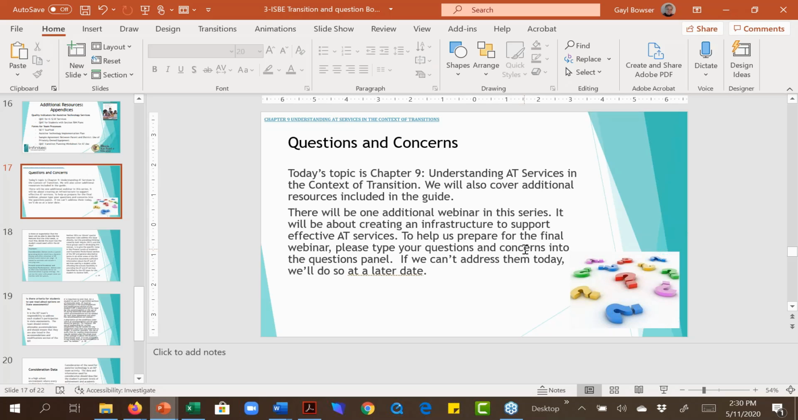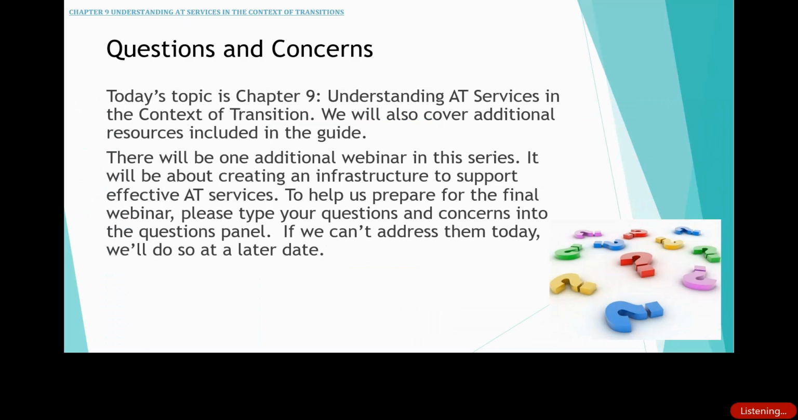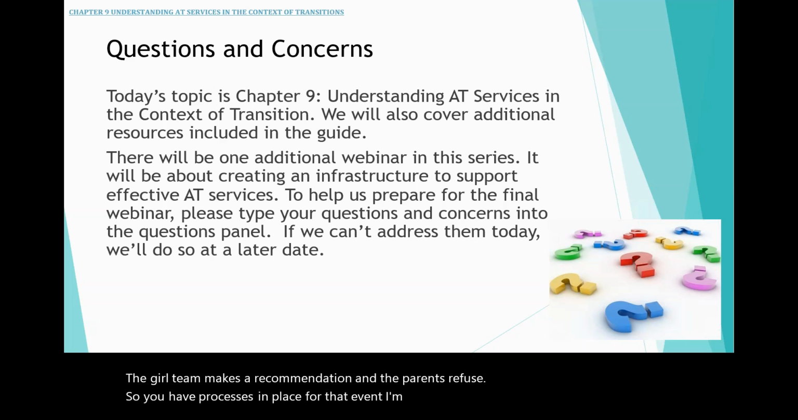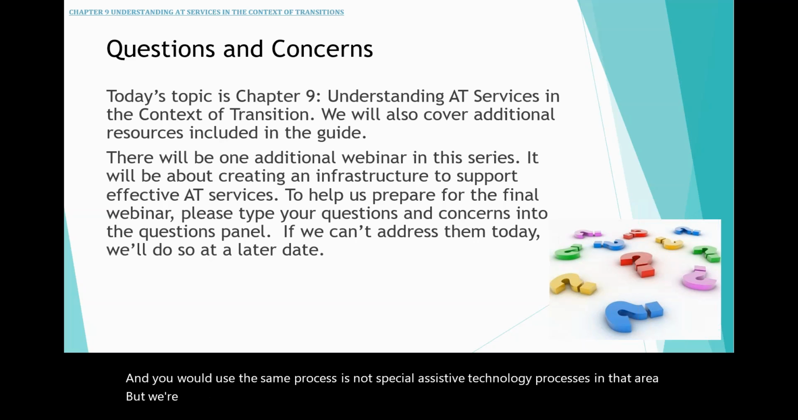Again, I need to check specifically, so we'll put that on the list for next time. But I think that the processes that would apply are really the processes that apply anytime a school team makes a recommendation and the parents refuse. So you have processes in place for that event, I'm pretty sure, because it does happen reasonably frequently. And you would use the same processes, not special assistive technology processes in that area. But we're going to put that on the list for next time also. So we'll get back to you and see if we have any more clarification.